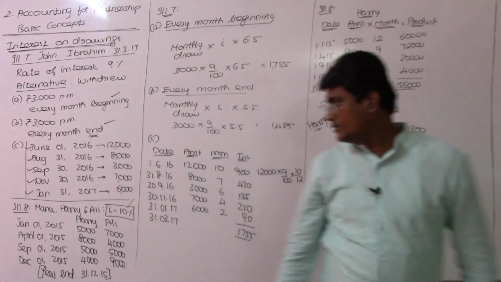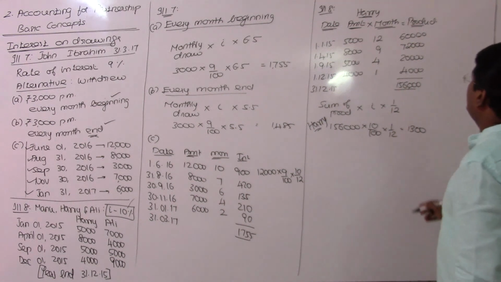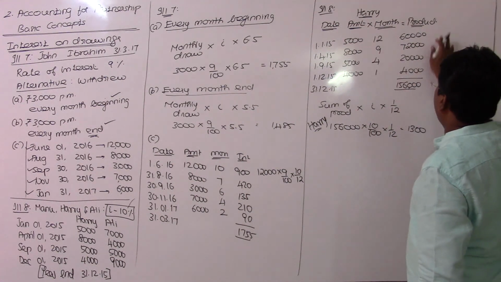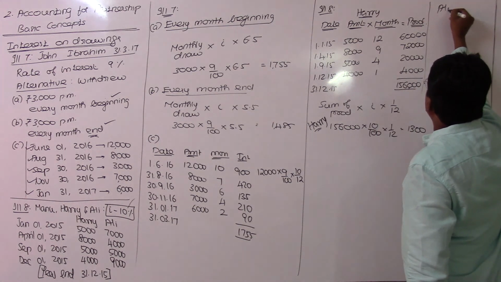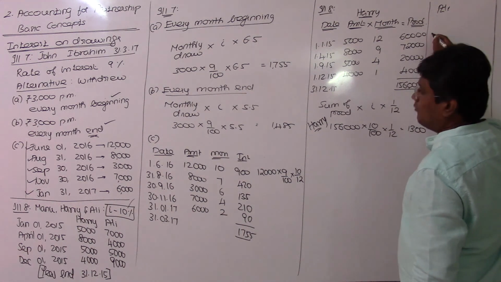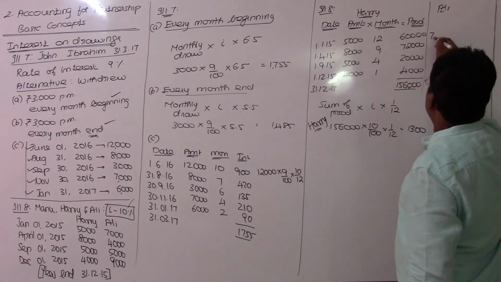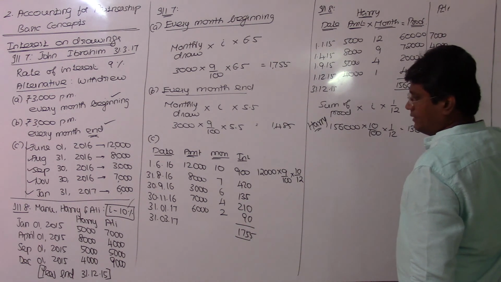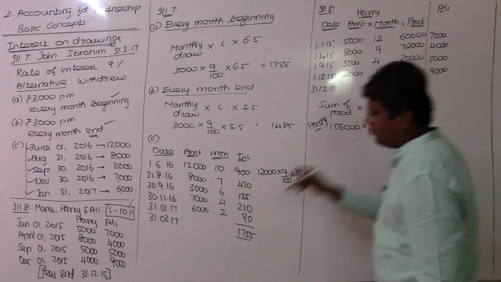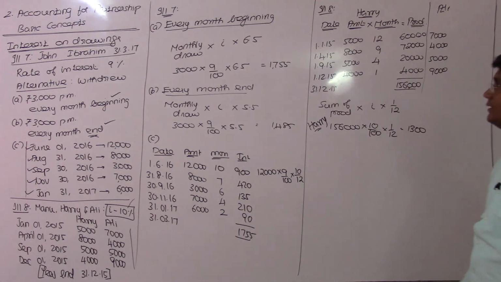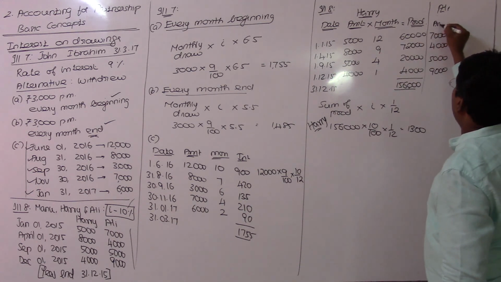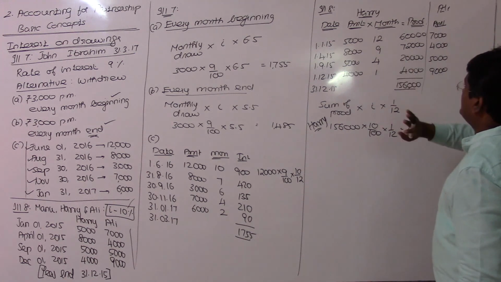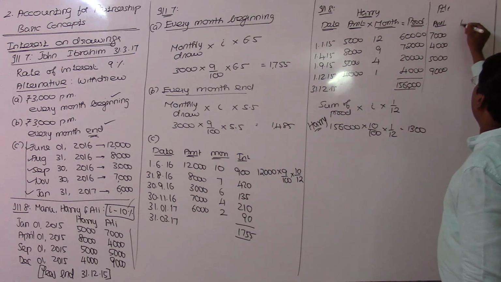And now I have to work out for the next partner, Ali. In the case of Ali, everything is the same. So I will feed that information in here directly for Ali. The months will be the same. I need only the amounts: 7,000, 4,000, 5,000 and 9,000 rupees. The date of drawing is similar to Harry, so the months are similar here: 12 months, 9 months, 4 months and 1 month. So I directly calculate the product.